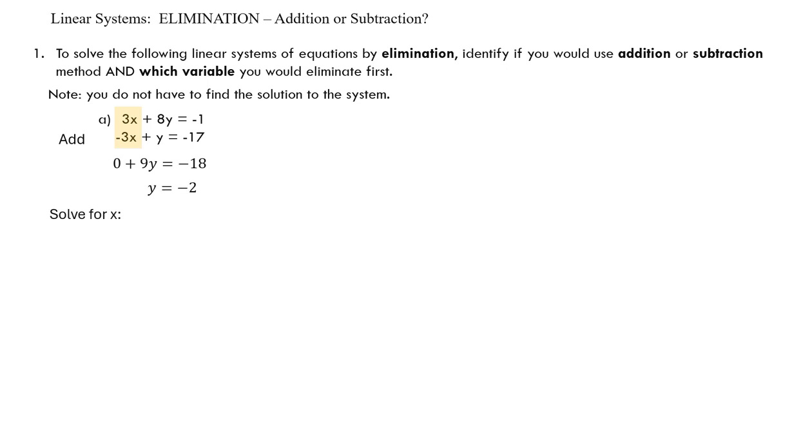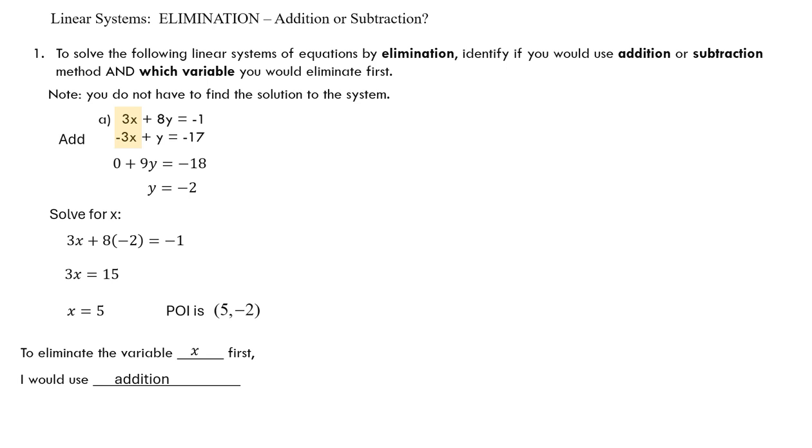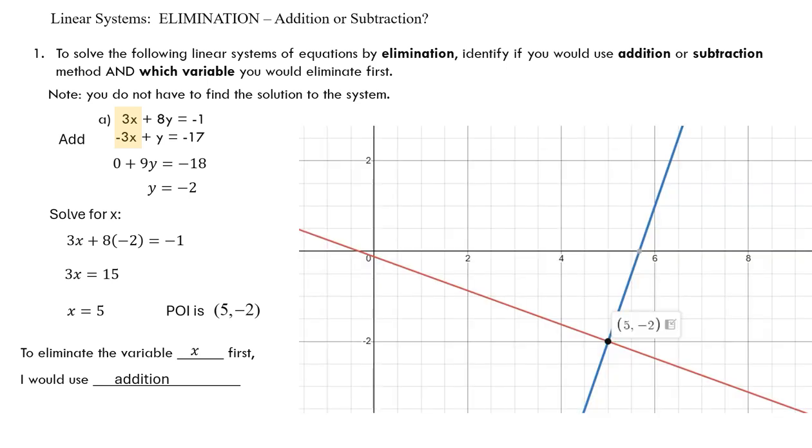Once we have a value for y of negative 2, we can plug that negative 2 back into the equation and solve for x, resulting in 5. So we'll have a point of intersection of 5, negative 2. So in this case, to eliminate the variable x, I would use addition.